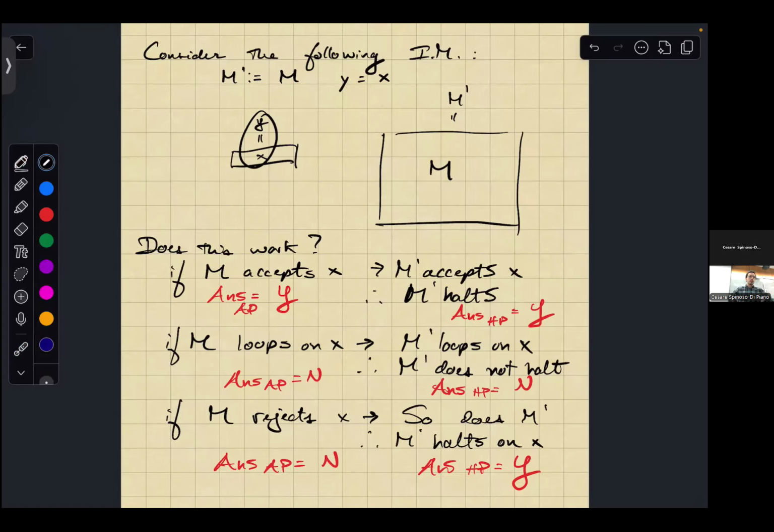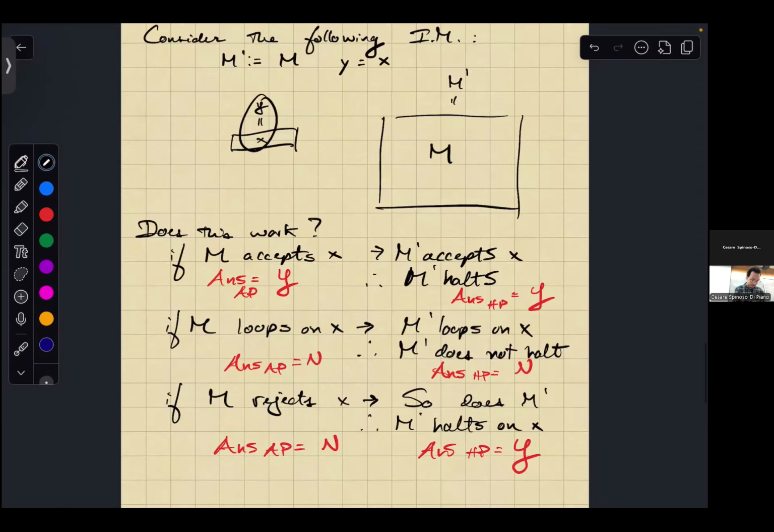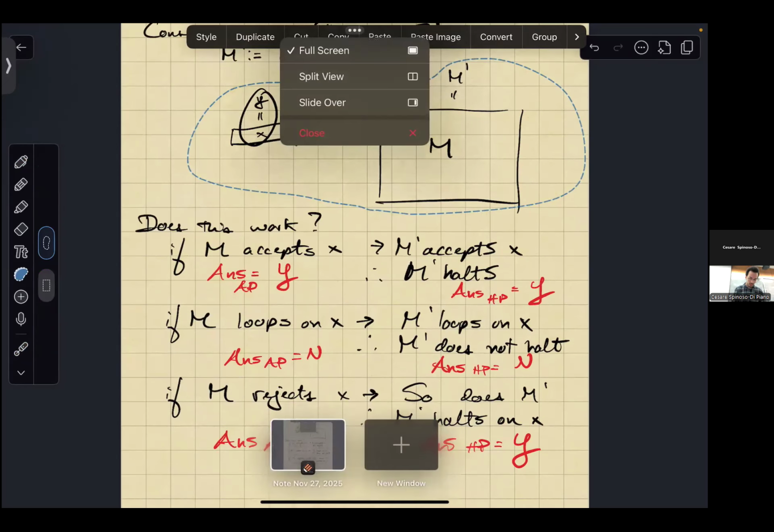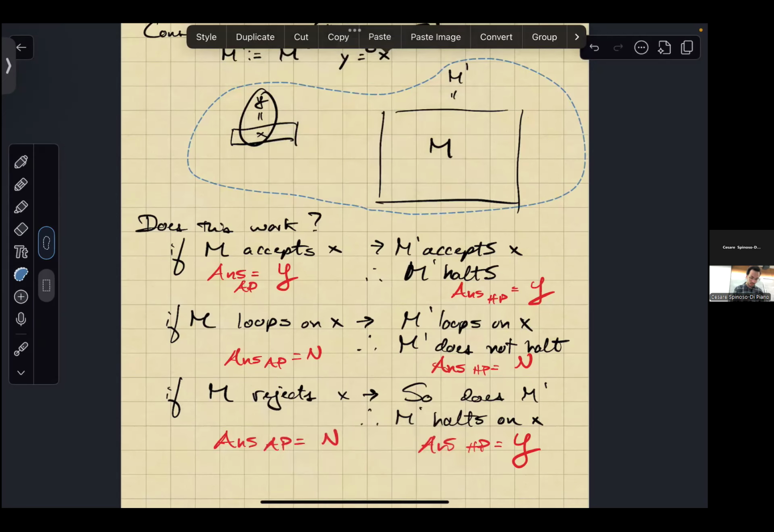Yeah. Such that it loops back on C's, like when it rejects. Yeah. Yeah. Excellent. Very good. So excellent idea.